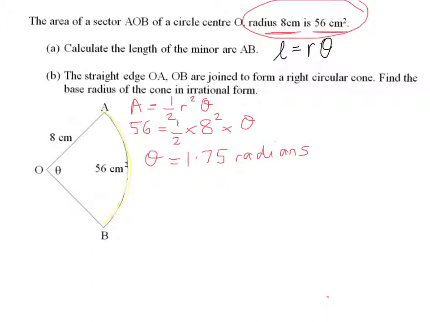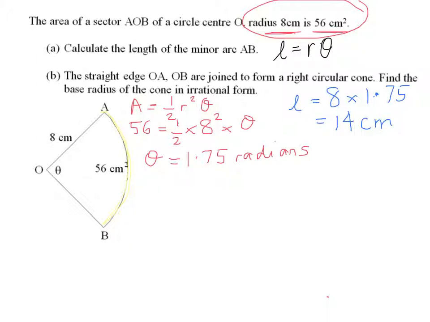Okay, so then we can use our arc length formula. So L equals the radius, which is 8, times theta, and with the arc length formula as well, that theta was in radians. So our arc length then becomes 8 times 1.75, which is 14. And because the radius is in centimetres, the arc length will also be in centimetres.